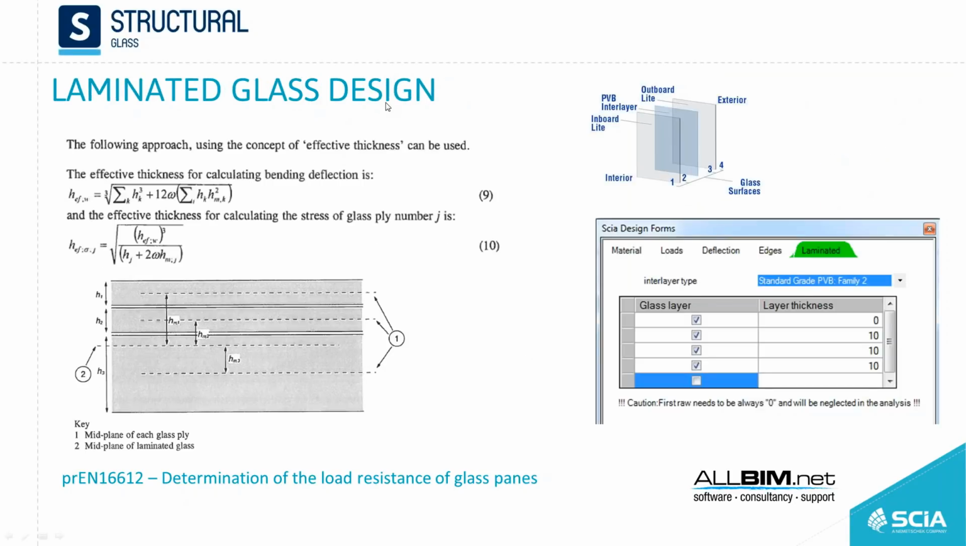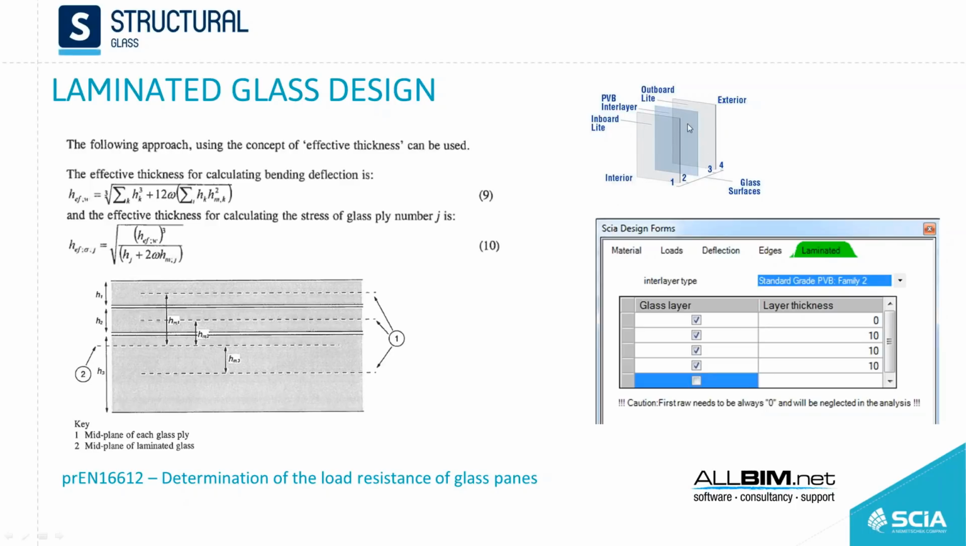The laminated glass module adds some extra functionality compared to the previous one. So it will determine the capacity of each glass ply or each glass pane, but at the same time, in order to have a correct distribution of forces, it will calculate automatically the effective thickness for deflection and for stresses. So it will have an editor or a converter. We will input here the exact layers of glass that we are going to use, and we will choose the family type of the interlayer.